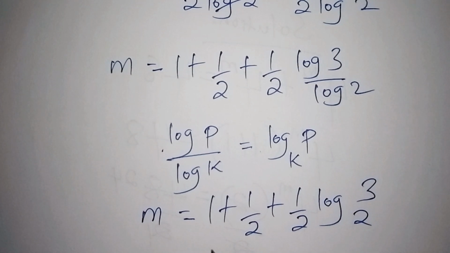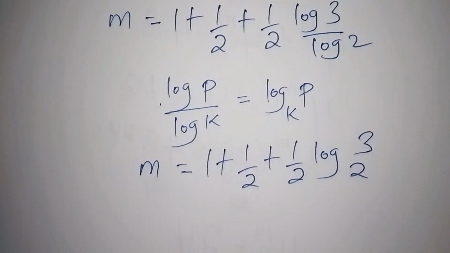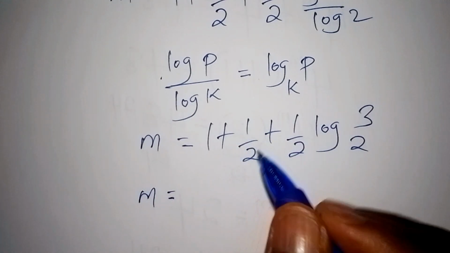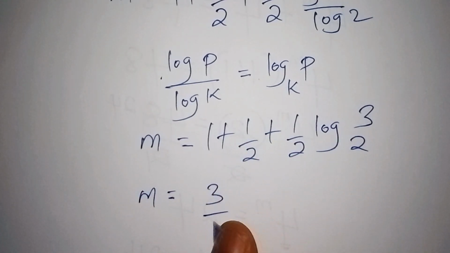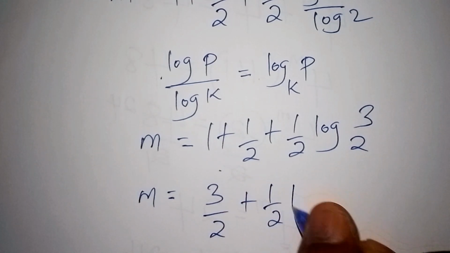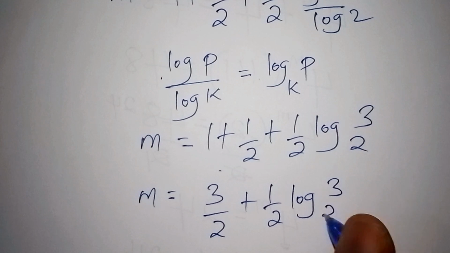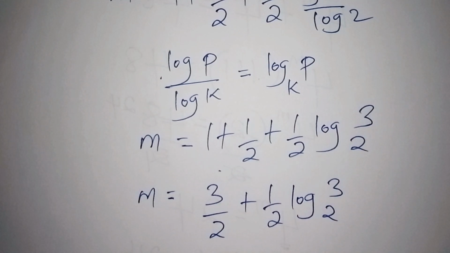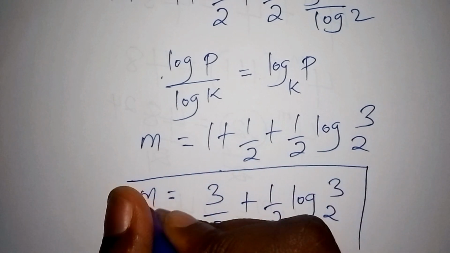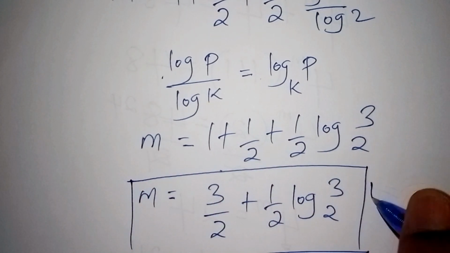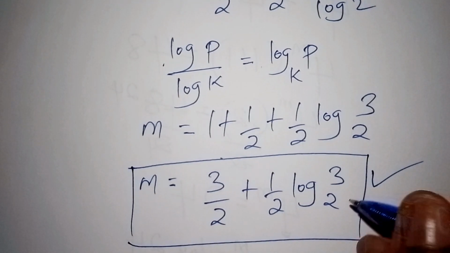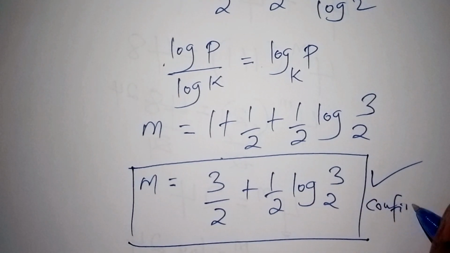So we can still simplify. Our value for m is equal to, when we add 1 plus a half, we shall have 3 over 2, then plus a half the log of 3 to the base of 2. So now this one shall be our value for m. If you really worked it and got this one as the correct answer, you did the right thing. So let's now confirm if this is really the correct answer.